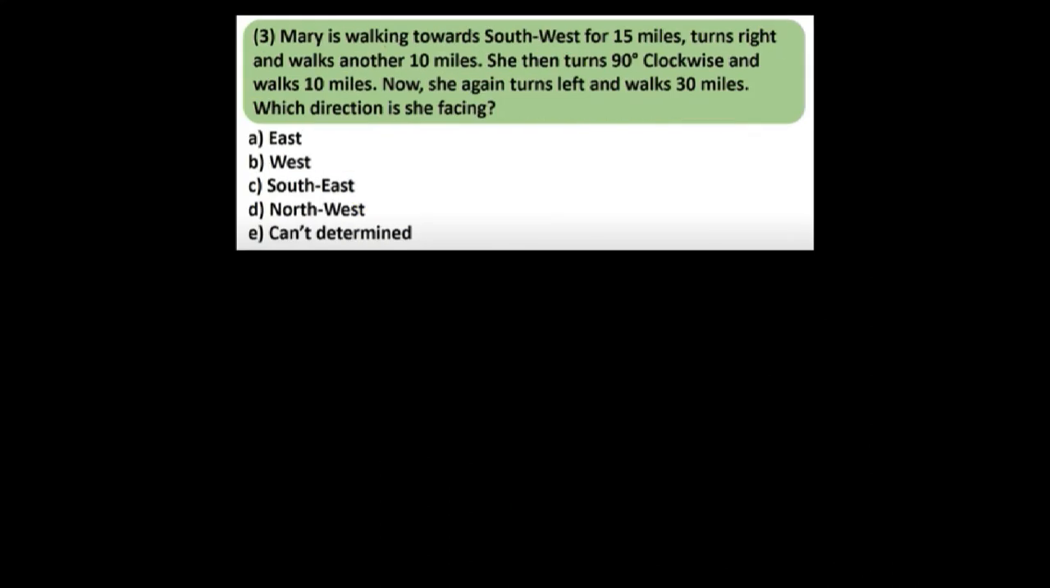Now Mary is walking towards southwest for 15 miles. So southwest would be definitely facing south and west. So this is the southwest, and Mary walks for 15 miles. Then she turns right. So she is turning right. So this is the direction, turning right, and walks for another 10 miles. She then turns 90 degrees clockwise, and walks for 10 miles again. And then she turns left and walks for 30 miles.